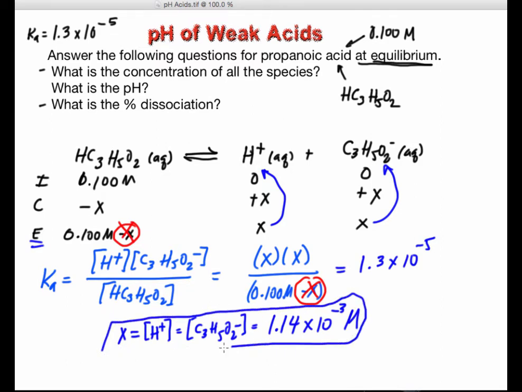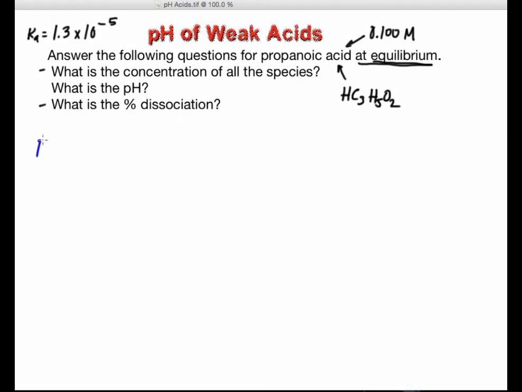What's the concentration of the species? Now, this is just the concentration of the hydrogen ion and the propanoate. What is the concentration of the C3H6O2, the acid? It's going to be 0.100 molar. It stays the same essentially. Now, if you want to, you can subtract this out and figure out what that difference is, but it's such a small amount we can kind of ignore it. Okay? So now I'll show you the calculation for the pH.